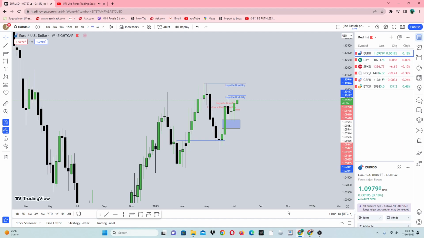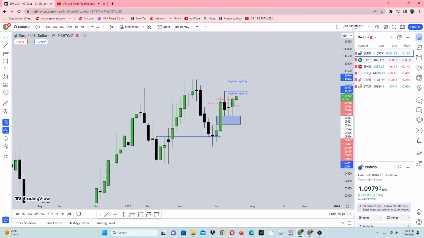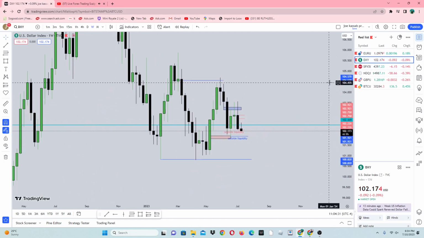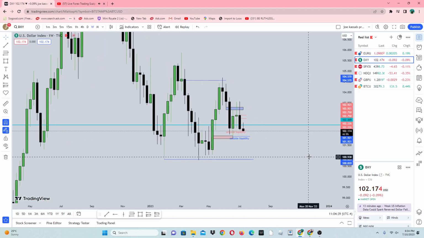Yesterday I didn't upload a video for my weekly analysis and for my daily bias. So what I'll start with is the DXY, because what I noticed ICT is doing is he's starting with DXY, working into Euro USD, and then going into the indices of S&P and Nasdaq.